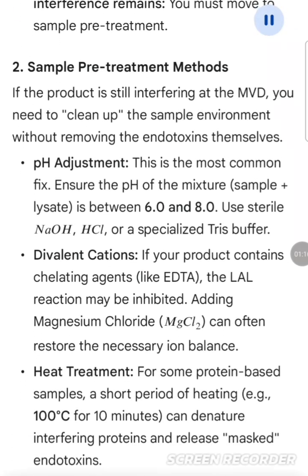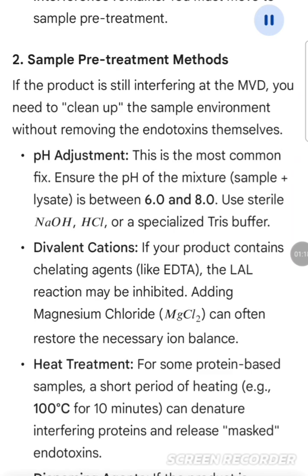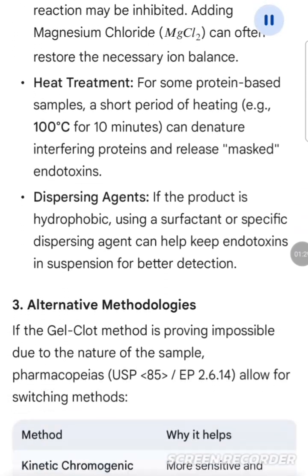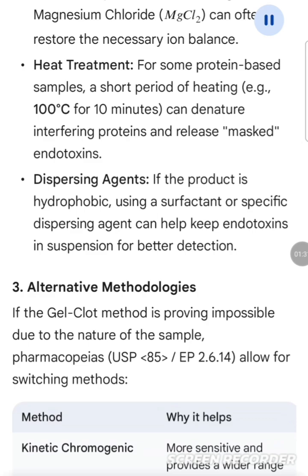Divalent cations. If your product contains chelating agents like EDTA, the LAL reaction may be inhibited. Adding magnesium chloride, MgCl2, can often restore the necessary ion balance. Heat treatment. For some protein-based samples, a short period of heating, e.g. 100 degrees Celsius for 10 minutes, can denature interfering proteins and release masked endotoxins.